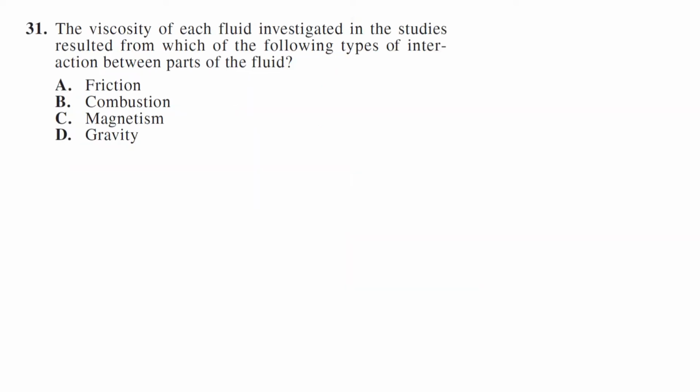The viscosity of each fluid investigated in the studies resulted from which of the following types of interaction between the parts of the fluid? So this is again a knowledge question. So you have friction, combustion, magnetism, and gravity. And you have to understand that viscosity is kind of like liquid friction. It's the forces that act upon it to slow it down.